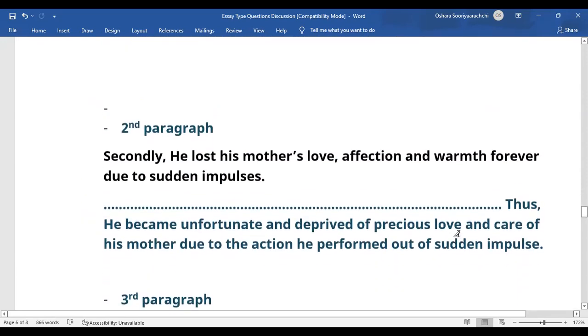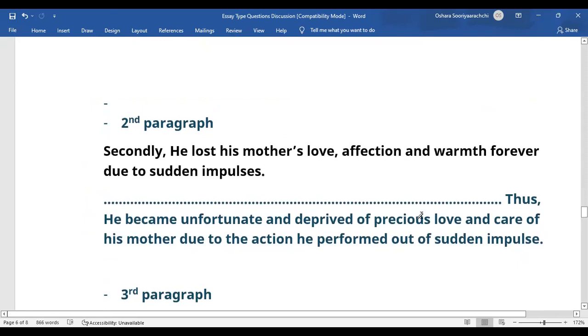All right, then this is the second body paragraph. And the second point I have taken: Second, he lost his mother's love, affection, and warmth forever due to sudden impulses. So this is another consequence of sudden impulses.